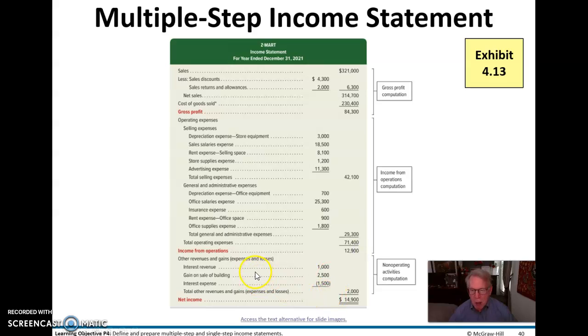And then we have some other non-operating gains, losses, revenues, expenses. And we subtract those or add those as the case may be. In this case, we added $2,000. And the bottom line here is net income. Multiple steps. So we have all the pieces that are easily seen.